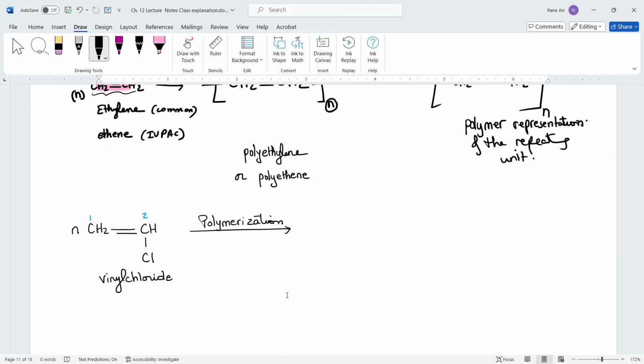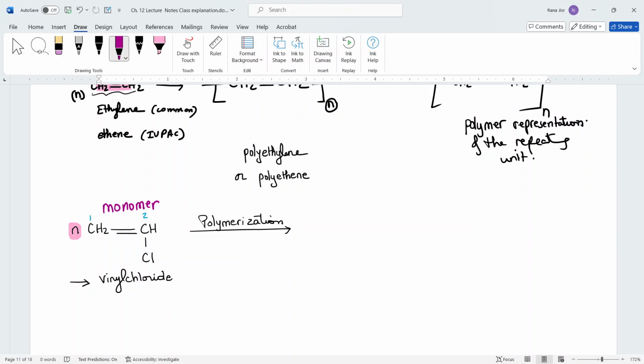Same idea for the second example in there. I'm starting with vinyl chloride. You don't have to know the name. I will give you the name of this alkene. Okay, if I want to do polymerization and I ask you, go ahead and draw the representation of the repeating unit, it's really easy. I am starting with N molecules of this monomer. So this is a monomer. And I am reacting those monomers with each other, N of them, in order to form a long polymer chain.